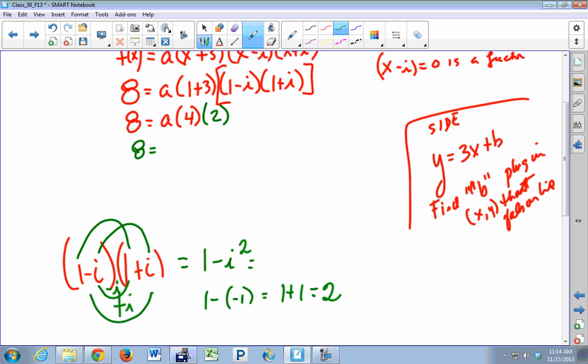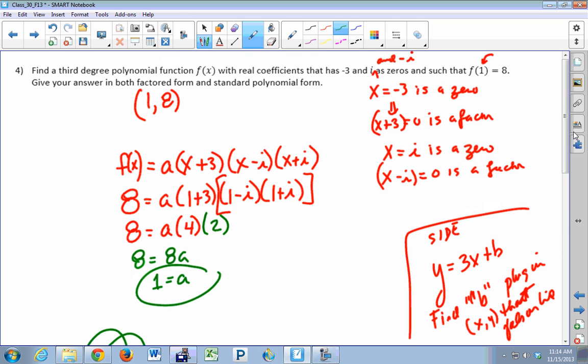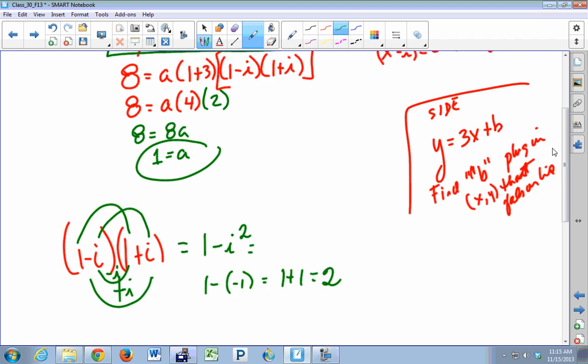And 8 equals 8a. So what's a going to be? 1. Oh, God, I had to do all that work to find out a was 1. It would have been nice if it was like 1/9 or something. So I felt like all that work was necessary. So that means you can go back and you can replace a with a 1. And lo and behold, you have completed your polynomial all in factored form. Yeah, you should feel like that. It's amazing. You never really thought you'd be able to factor that polynomial.